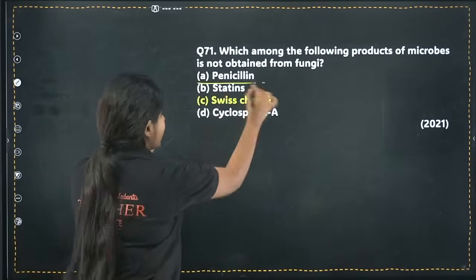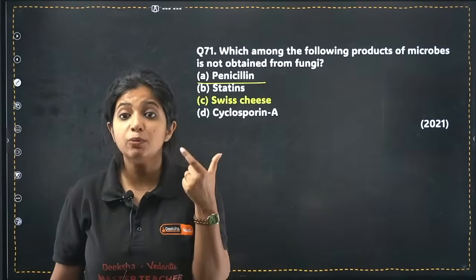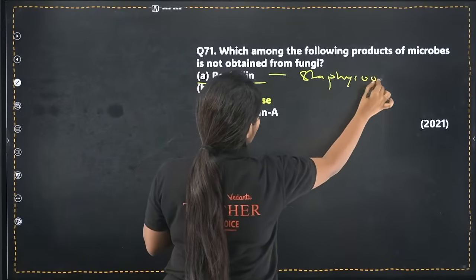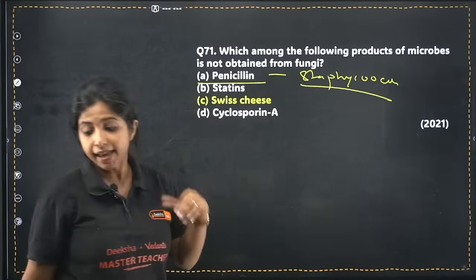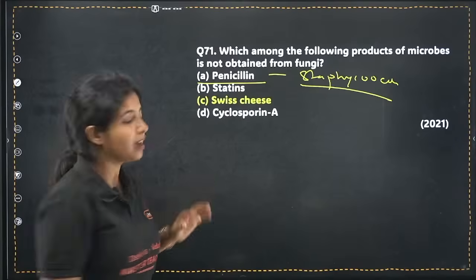Penicillin, you get it from fungus, Penicillium notatum. Penicillin is an antibiotic which works against Staphylococci, not streptococci. Staphylococci is a bacteria. Alexander Fleming was able to discover that.